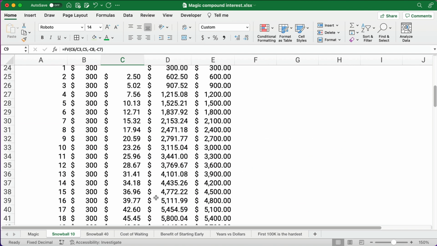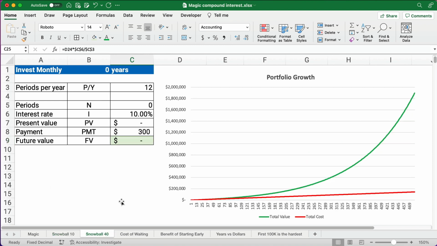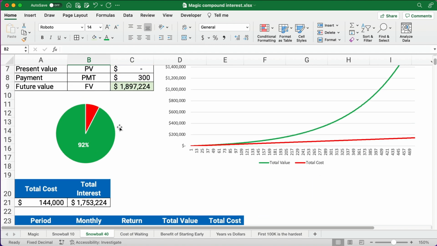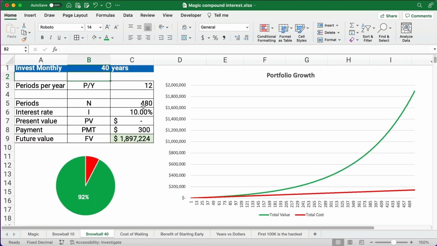Now, so I've done this for all the months. I just have a table. I've done this all in Excel. So let's do, what if you have for 40 years? Well, 40 years, $300 a month, the same 300. 10% return. Now watch, 92% of our account now, our account is $1,897,000. Well, 92% of that is because of interest. We've only put in $144,000. If you take 300 times 480, you've put in $144,000.